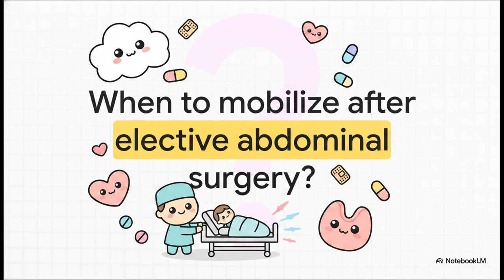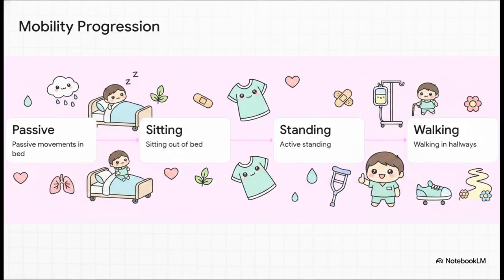Question 3. When should a patient be mobilized after an elective abdominal surgery? A. In the post-anesthesia recovery room. B. The same evening of the operation day. C. After the first post-operative day. D. After the second post-operative day. Or E. After the third post-operative day. Correct answer is B, the same evening of the operation day.